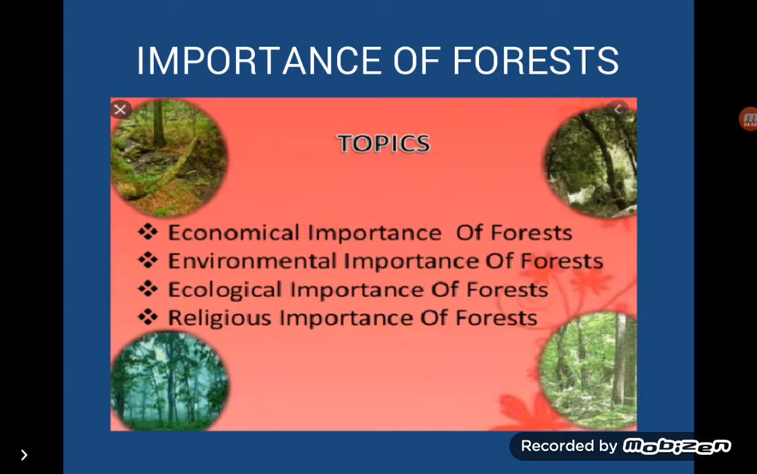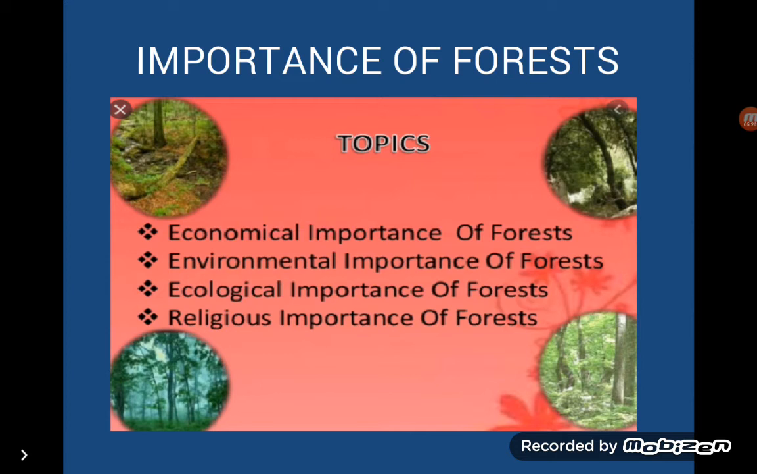So what is the greenhouse gas? Carbon dioxide is the greenhouse gas which increases the earth's temperature. Forests absorb the carbon dioxide during photosynthesis and give out oxygen. Hence, forests purify air and also maintain the balance of oxygen and carbon dioxide in nature.